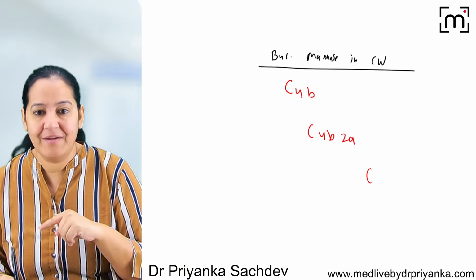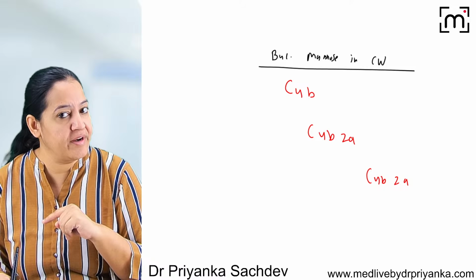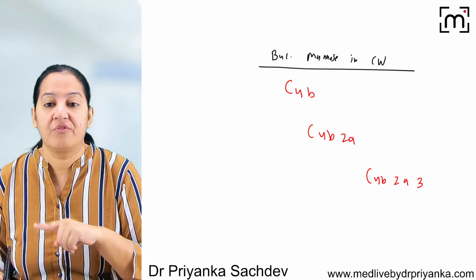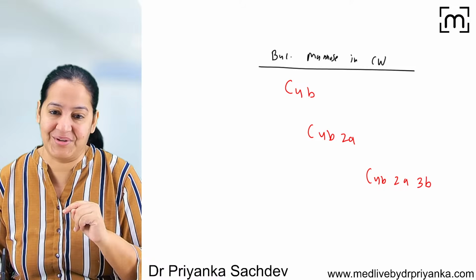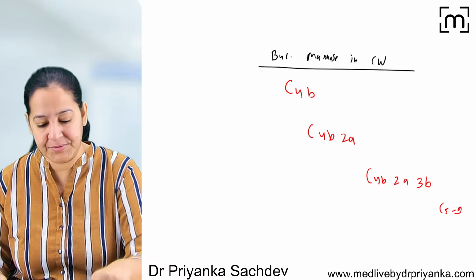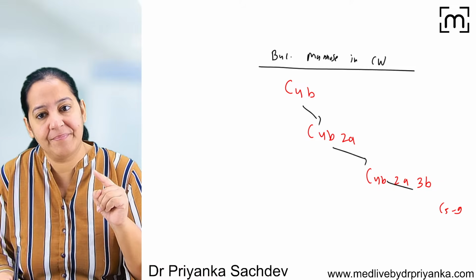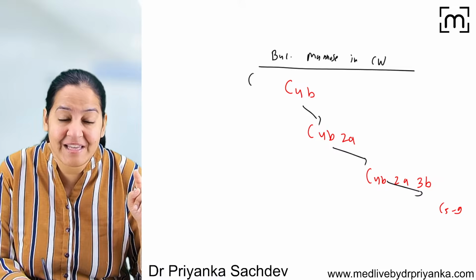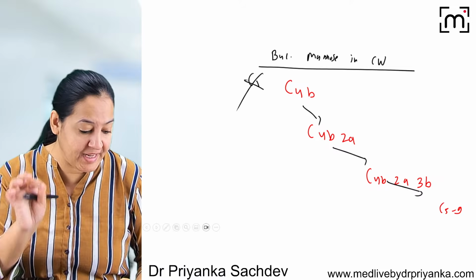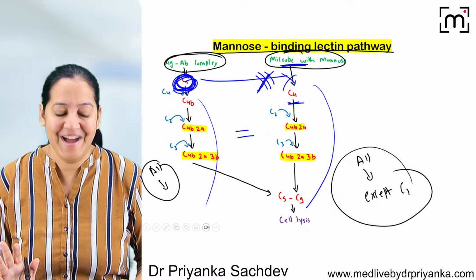It will go to C3. C4b is already there, C2a is already there. Now it will go to C3. From C3, I'm interested in C3b, not C3a. And it will go to C5 to C9. So this is the sequence. The sequence is the same. Everything is the same except that C1 is not involved. How many of you got it?